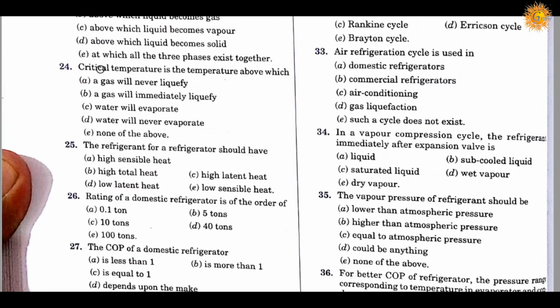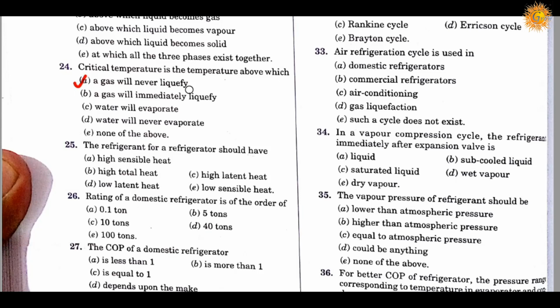Question number 24. Critical temperature is the temperature above which, option A, a gas will never liquefy. Option B, a gas will immediately liquefy. Option C, water will evaporate. Option D, water will never evaporate. Option E, none of the above. So the correct answer is 24A. Critical temperature is the temperature above which a gas will never liquefy.